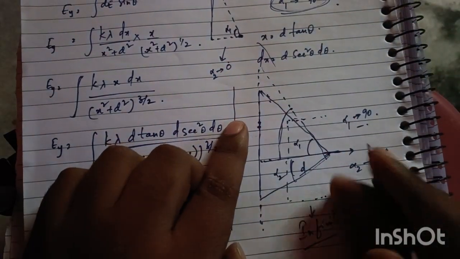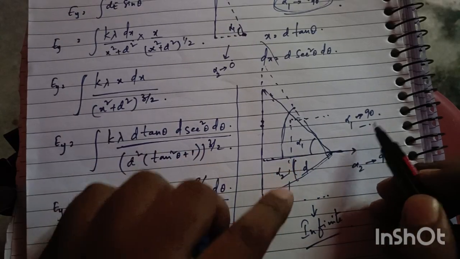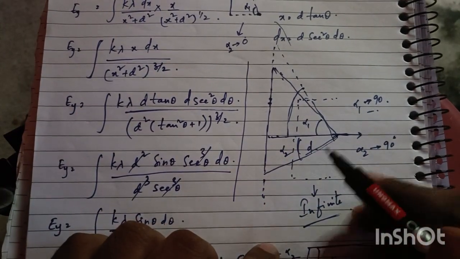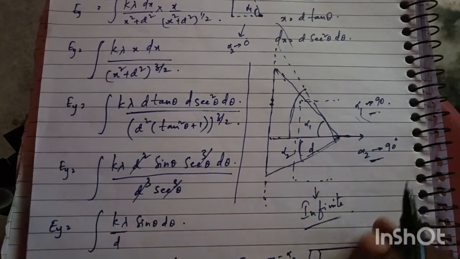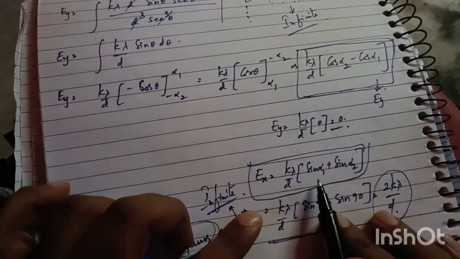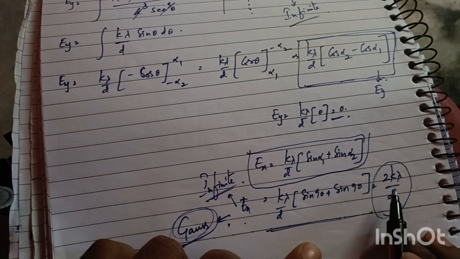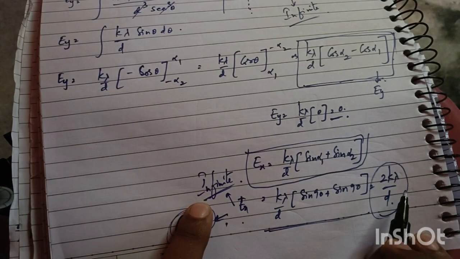So I think you got the idea. This goes like this, so this angle approaches 90. The same goes with the other side also. This angle approaches 90 here. So alpha 1 and alpha 2, both angles approach 90. If you substitute these angles for the infinite case, sine 90 plus sine 90 is 1 plus 1, which gives us 2k lambda by t for the infinite wire.